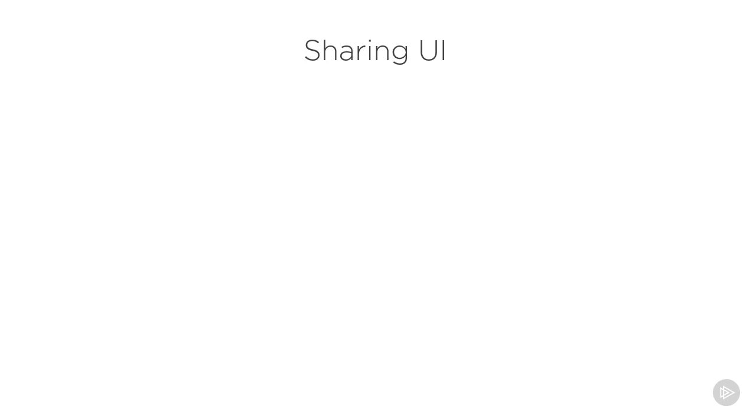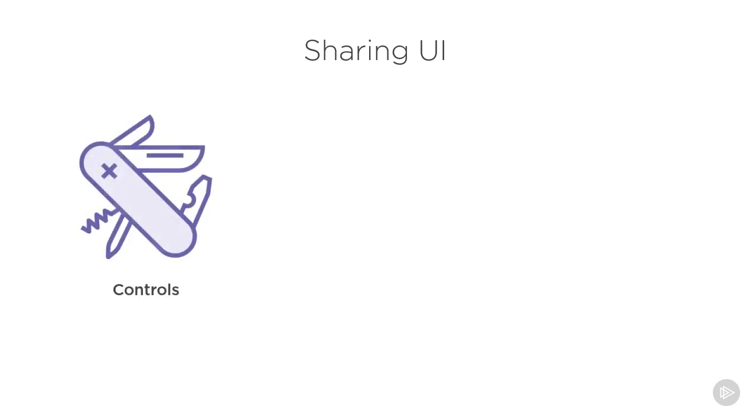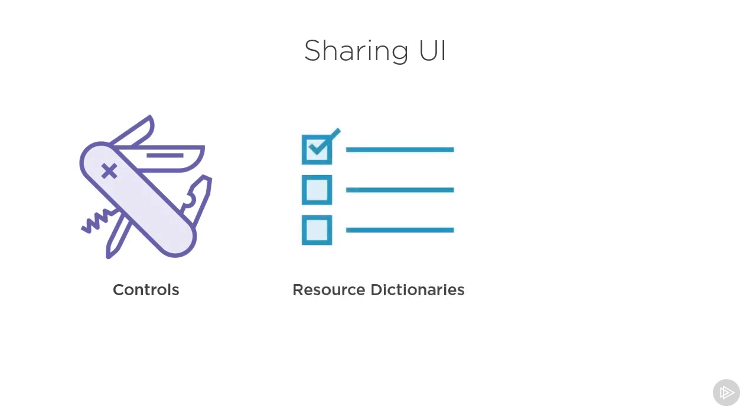Let's discuss the different ways Globomatics can share their UI components. As we discuss sharing UI, we will cover three main topics. First, we will discuss controls. Then we will move on to discussing resource dictionaries. And finally, we will take a look at themes.